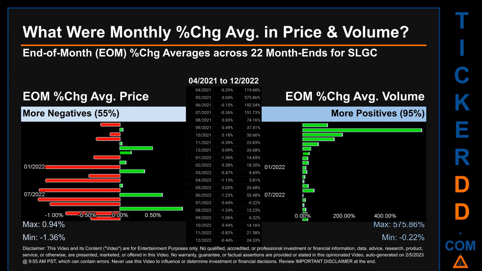Price saw an end-of-month max of 0.94% in average percentage change along with a minimum of -1.36%. For volume, the maximum and the minimum monthly percentage change were respectively 575.86% and minus 0.22%.